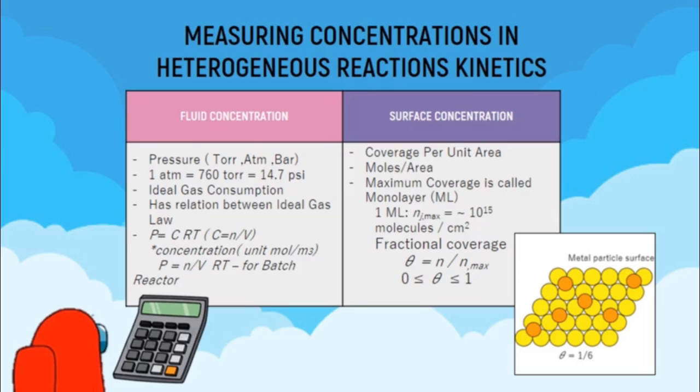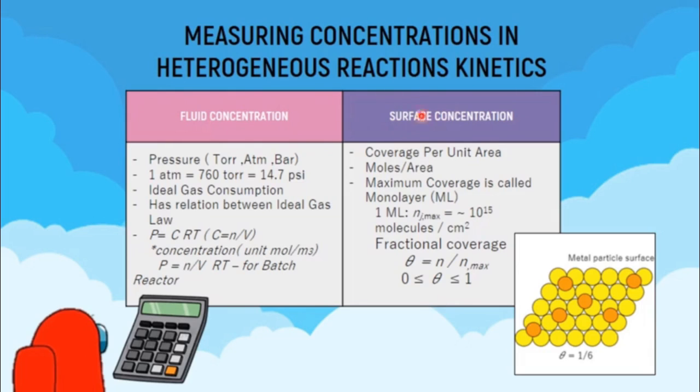Let's take a look at how to measure the concentration in heterogeneous reaction kinetics. Today, we are so lucky because there is no calculation to be solved, and this is just for a basic understanding of how to measure the concentration related to the formula and the units. As we can see, it is divided into two components, fluid concentration and surface concentration.